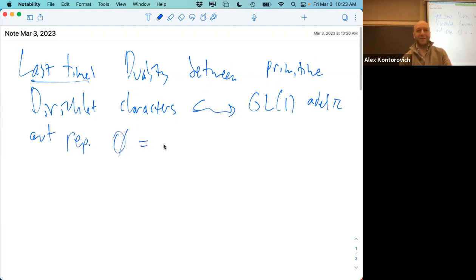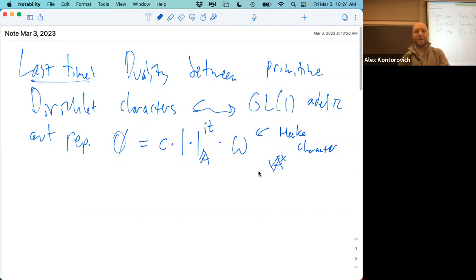Any phi that's an adelic GL1 automorphic representation is just some constant times the adelic absolute value. If it's a unitary representation, then this is going to be something with absolute value 1 times a Hecke character. And this omega is a Hecke character, so it's also a function from the ideles modulo the rationals to C. It's not 0. And what is it? What's the map? I remind you.